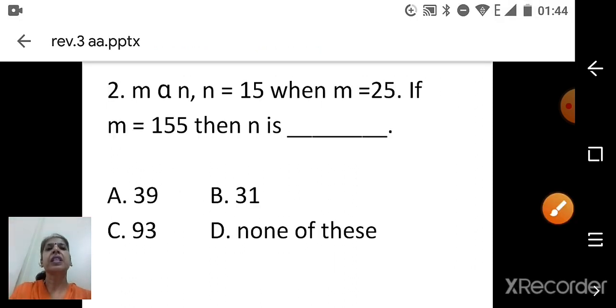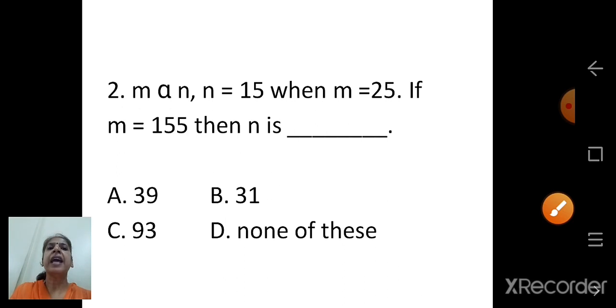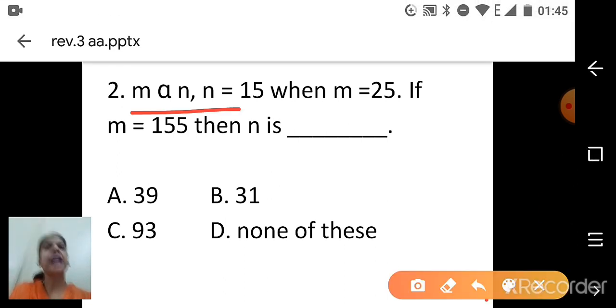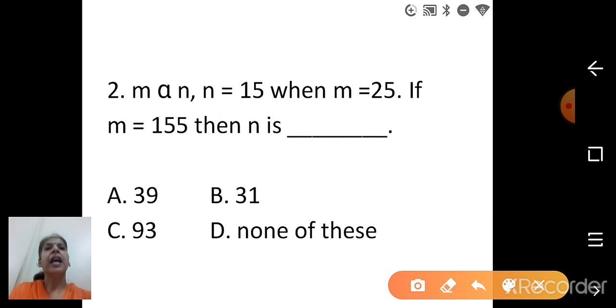The next question is: M varies directly as N. This is how it is read. M varies directly as N. N is 15, M is 25. If M is 155, then N is dash. So we have to find N. And again here calculation is required. So first, what do we have to find out? We have to find out the constant K.